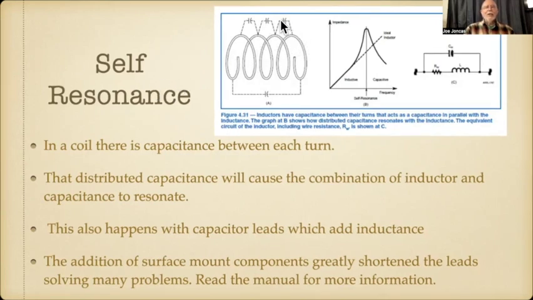But notice this inductor here. If you have a coil, which is what we've got here, there's capacitance between this turn and this turn. And then there's capacitance from here to here, and from here to here, and from here to here. They all add up. So if you've got a coil and it's close wound, you've got quite a bit of capacitance. But you can see that as being in parallel with the inductor.